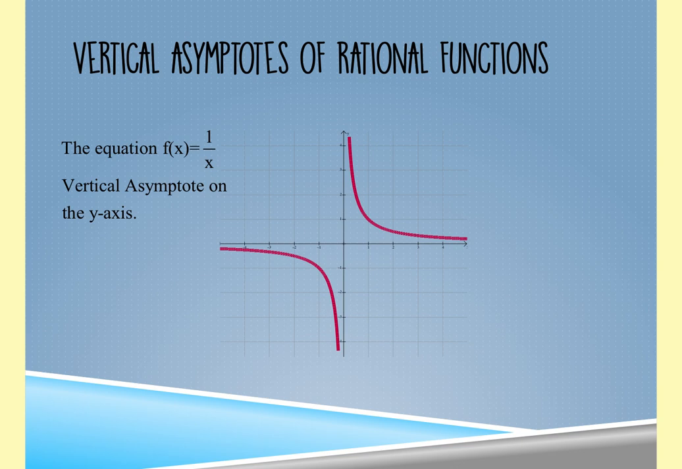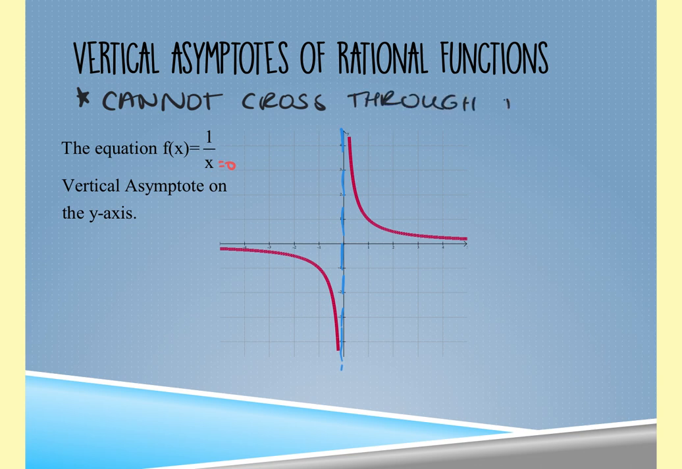All right, so vertical asymptotes occur when the denominator is equal to 0. So in this case, I would have a vertical asymptote at x equals 0, and there it is. It's running right through my y-axis. The graph cannot cross through or touch the vertical asymptote, okay? It cannot cross through it. It cannot touch it. It would be undefined.